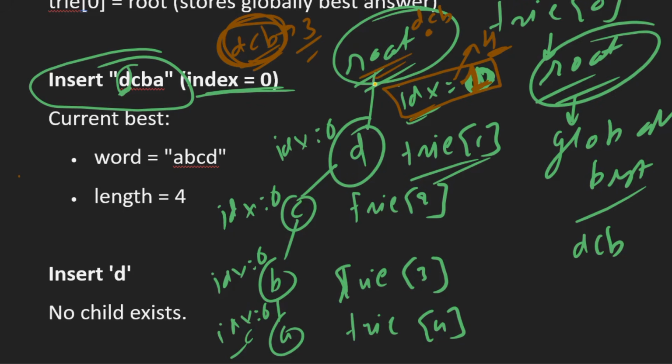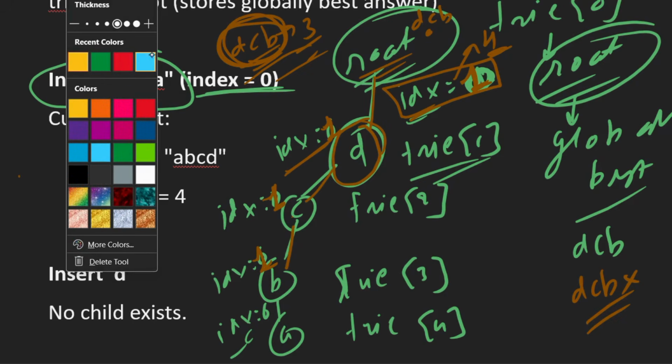Then we check, do we have a child at d? Yes, child at d is there. So we go to this node, and again we check the index is 0. Due to the length we update this index to 1. Then we go to c, update the index to 1. Then we go to b and again we update the index to 1. So we stored dcb.